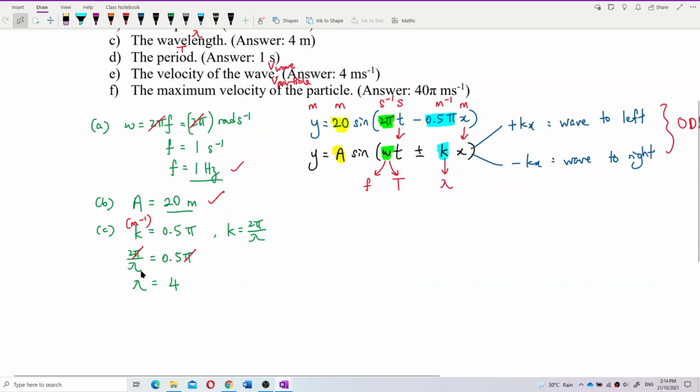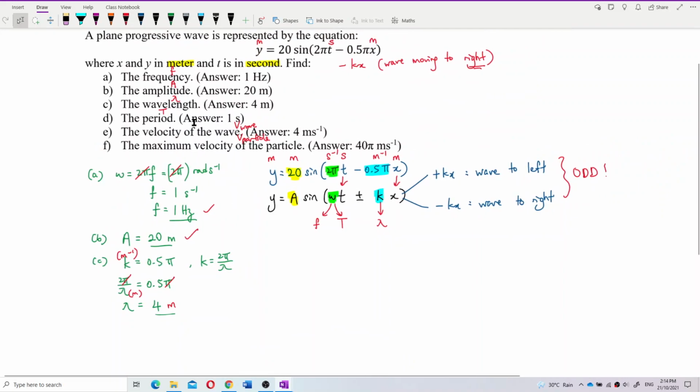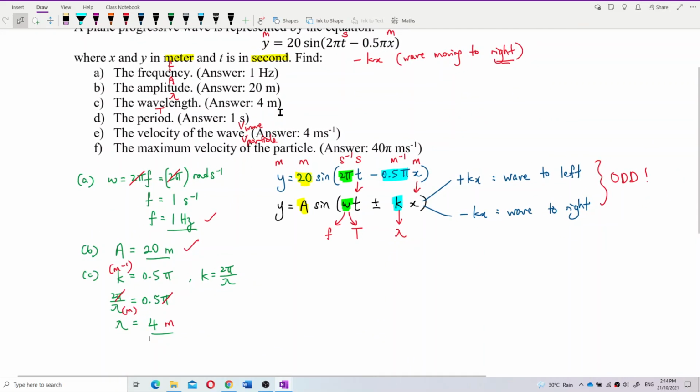That means the lambda here is in meter. Divide by lambda. So meter, lambda is meter. So my lambda is in meter. Is it correct? Yes, my wavelength is 4 meter. It's in meter, not centimeter. Good. That's how you do the question.